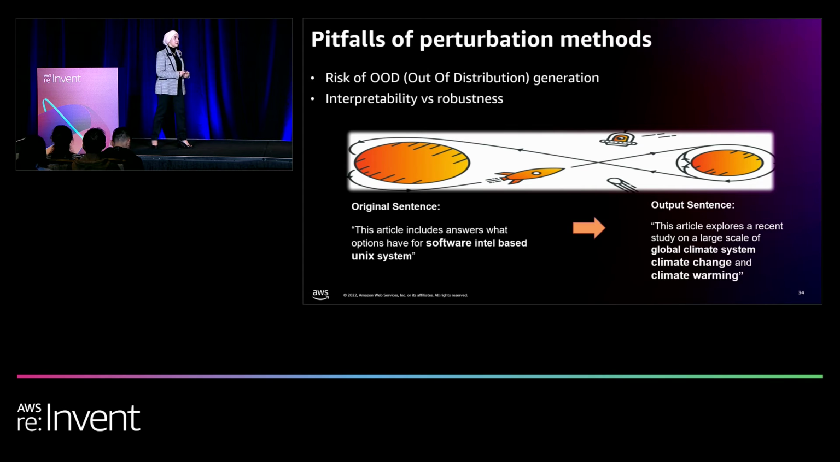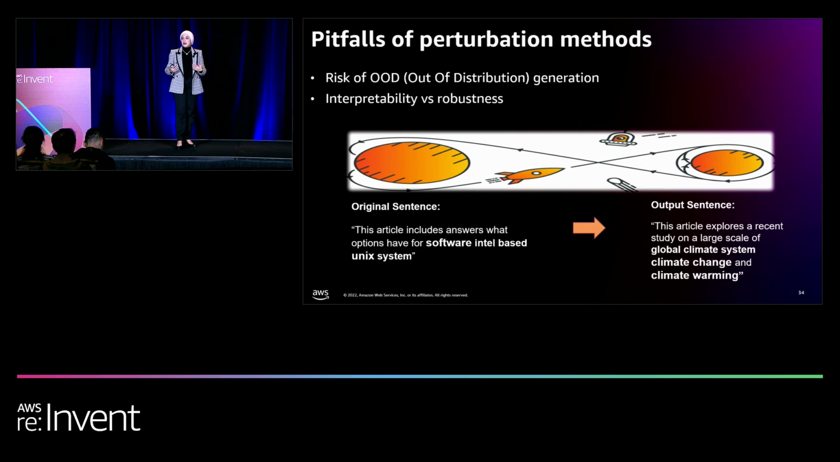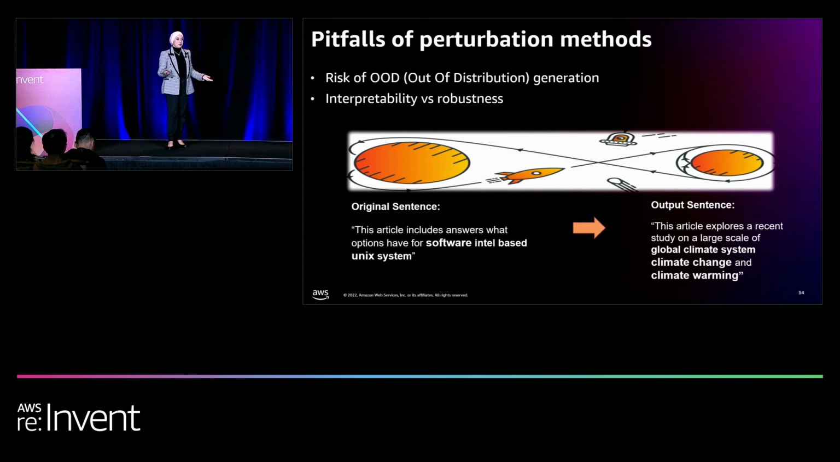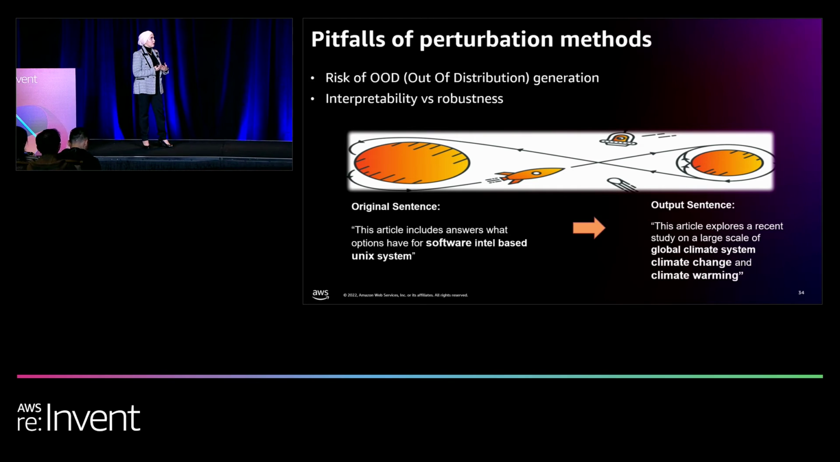The second thing is, now if you are making very slight perturbations, like replacing a word by a synonym, that will not really impact the meaning. In that case, we have also this question of interpretability versus robustness. What we would be measuring is not really the importance of the wordings, but maybe just the robustness of the model that we are using.